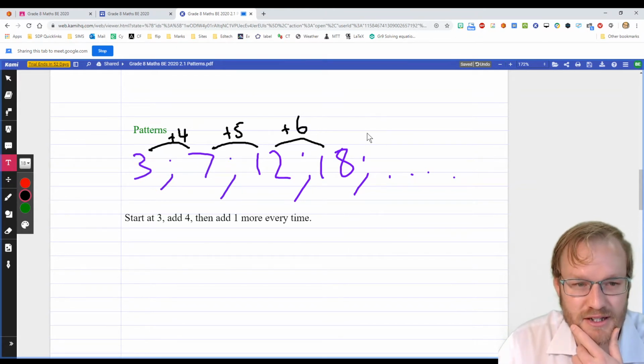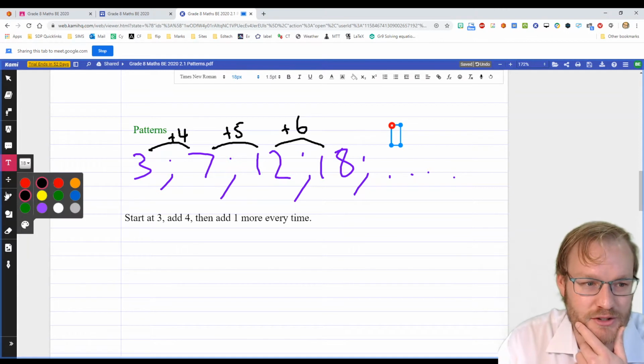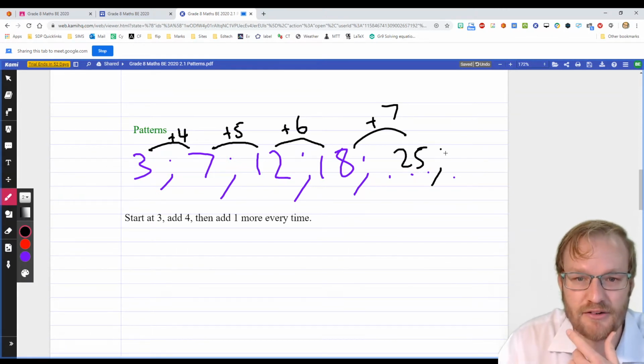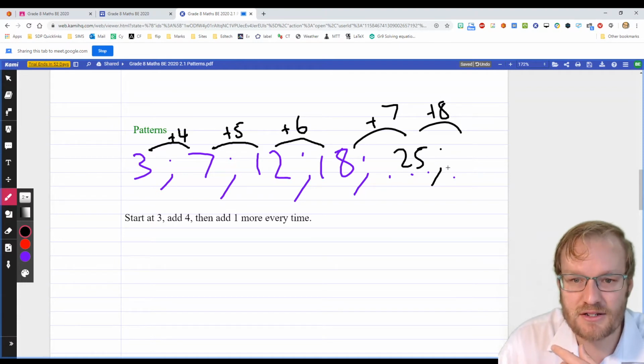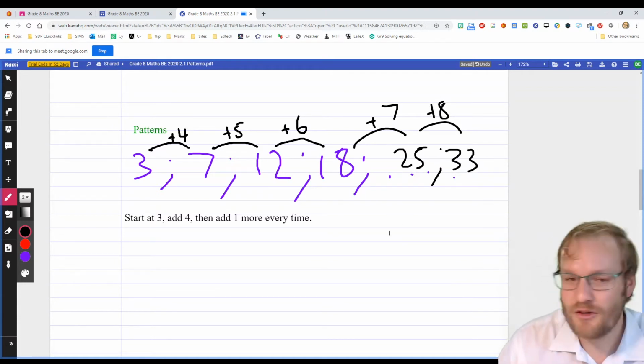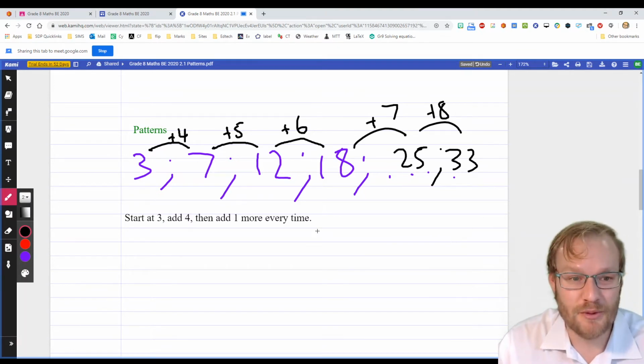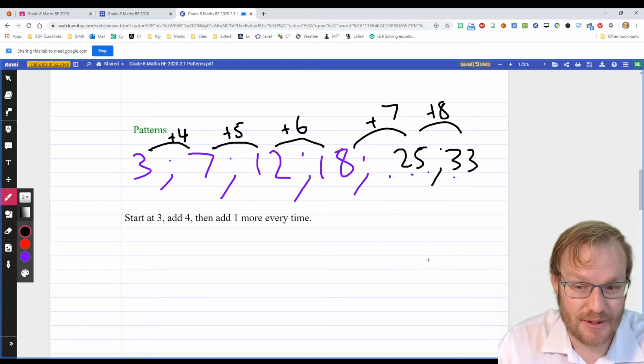Plus 5, plus 6, okay, so I must surely just be plusing 7 here, and I'll get 25, and then I'd add 8, and I get to 33. So all that these patterns are, you need to figure out that it's going to be something a little bit different, not just adding the same amount.